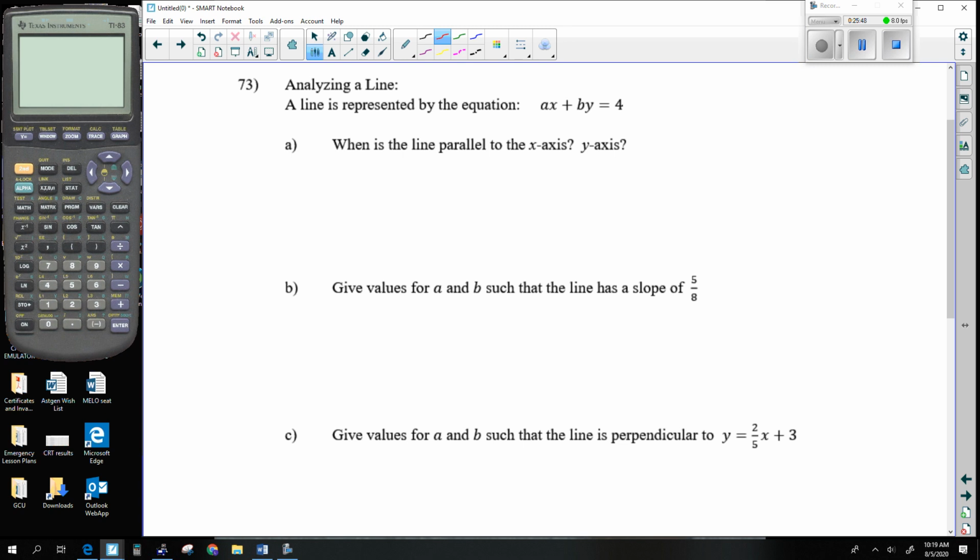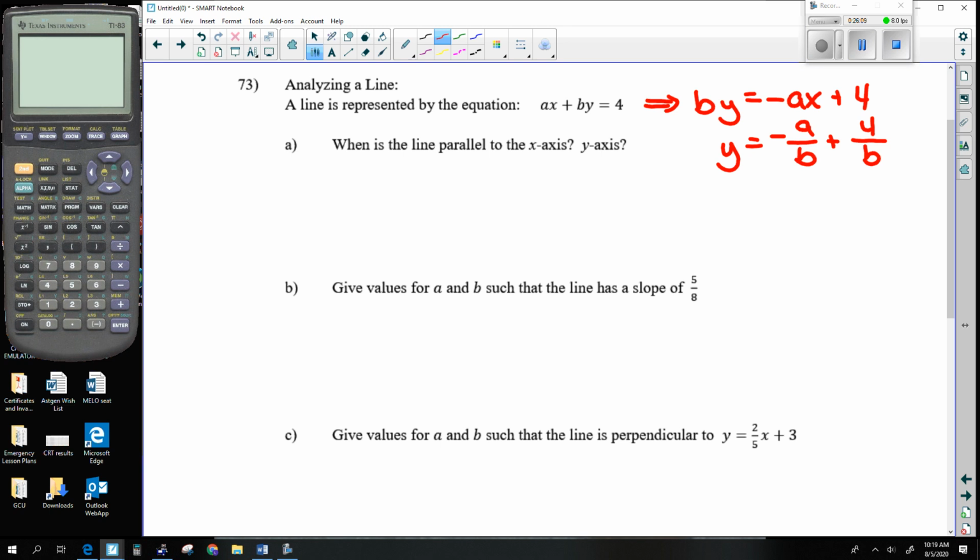Okay, I'm just going to manipulate this equation a little bit. So by is equal to negative ax plus 4, divided by b. Y is equal to negative a over b x plus 4 over b.